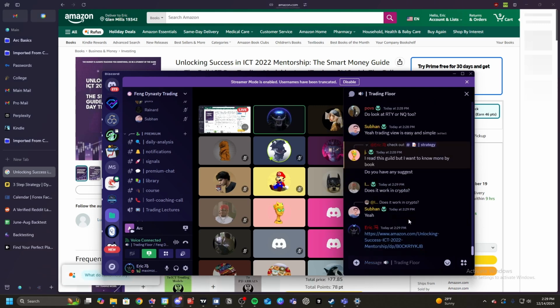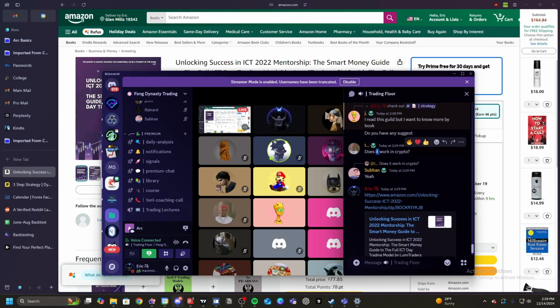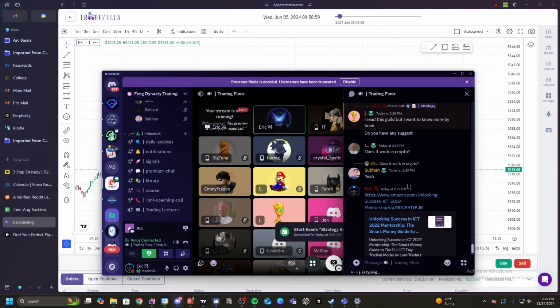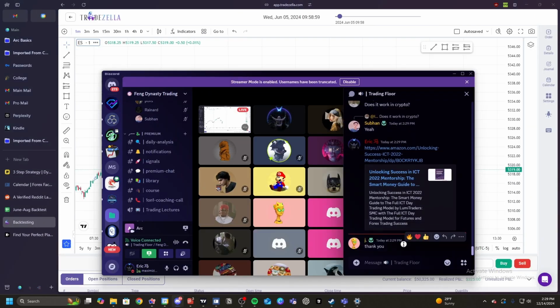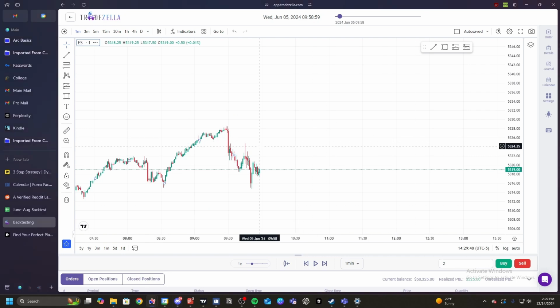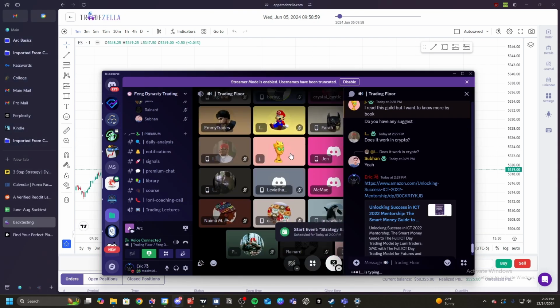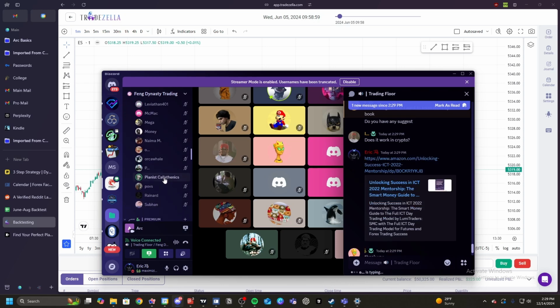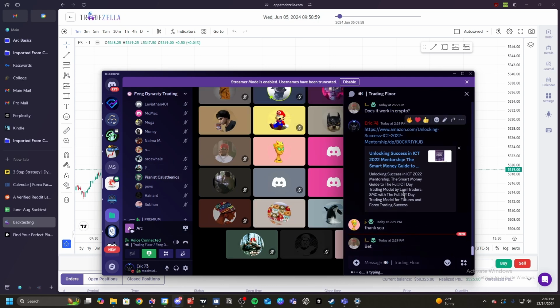Does it work in crypto? Forex and futures. I haven't tested on crypto. So if I were you, I would backtest that to see if it works on crypto. I'd imagine it would, but do your testing. If I can share my opinion real quick, I think crypto is way too unstable and volatile for a strategy like this to really work effectively as it would with futures or forex.